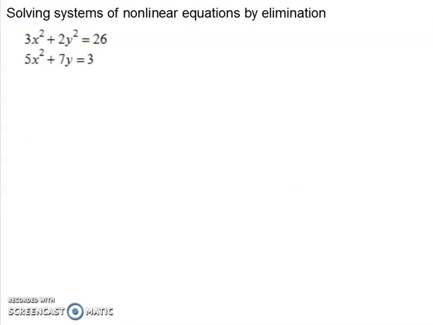All right, you've got one more to try. Go ahead and pause the video and try this one on your own. Here I'm going to go ahead and eliminate my x's, so I multiply my first equation by negative 5 and my second by a positive 3 to get those additive inverses. I then have the system of equations negative 15x squared minus 10y squared equals negative 130. And my second equation is 15x squared plus 21y is equal to 9.